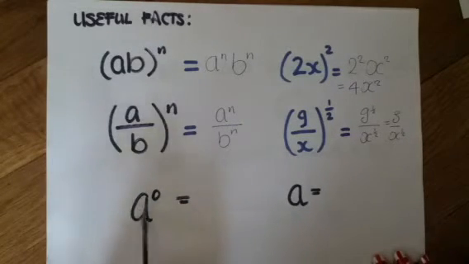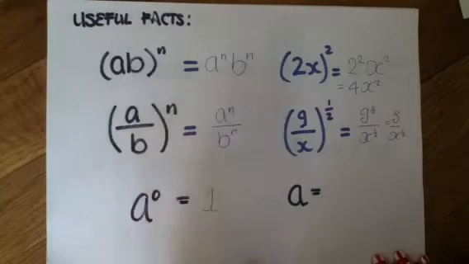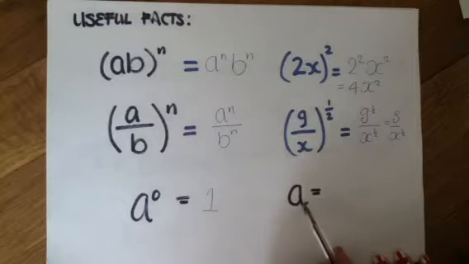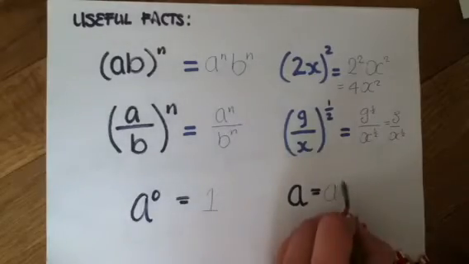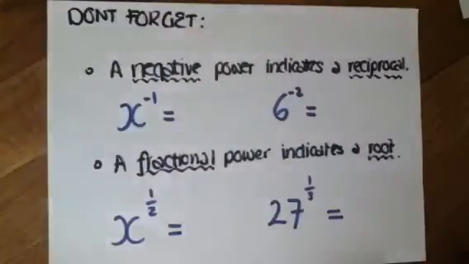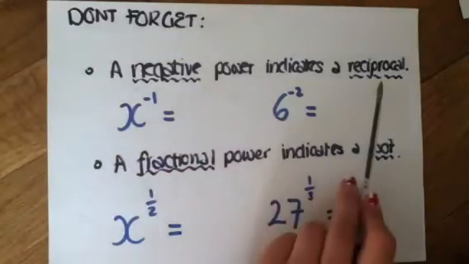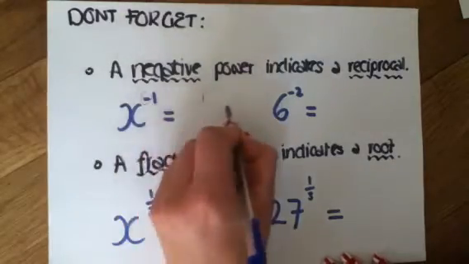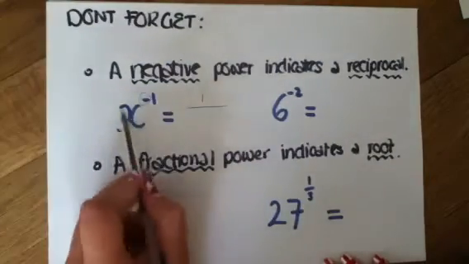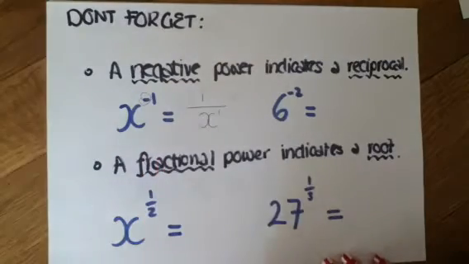Another thing to remember is that a to the power of naught is always 1. It doesn't matter what a is, but as soon as it's raised to the power of naught, it's 1. And any value on its own contains a hidden 1. These are two very important things. A negative power indicates a reciprocal. So whenever you see the minus sign, it's always 1 over. Here we have x, and don't forget there's a hidden 1 there.